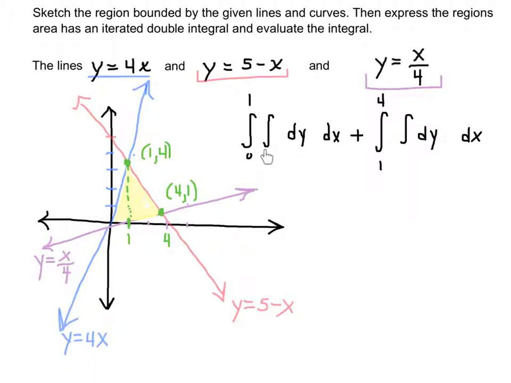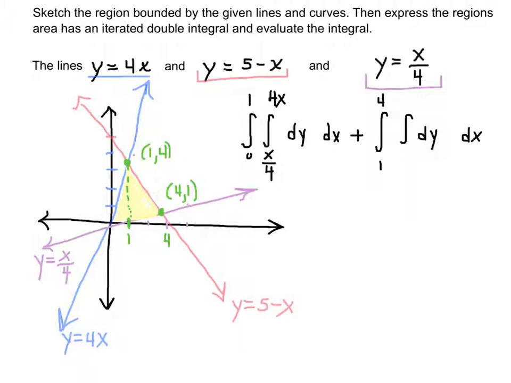So our first inner integral with respect to y, we're looking at this area here, and we want to integrate from the value of what y is equal to, the lower y to the higher y. Well, our lower y is this pink line, which is x over 4, and our upper y is this blue line, which is equal to 4x. So we want to integrate from 1/4 x, or x over 4, to 4x.